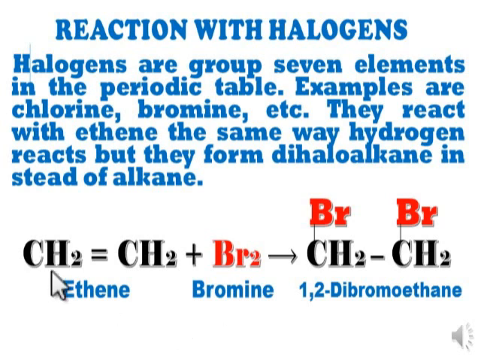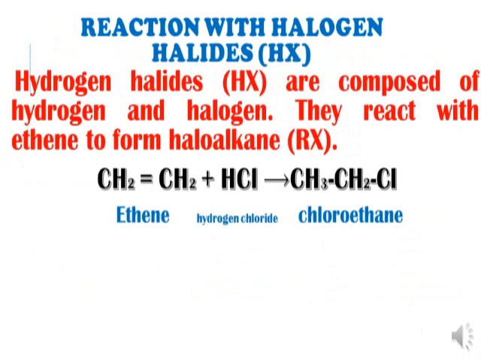Look at the reaction here. CH2 double bond CH2, that's ethene, plus bromine molecule. Okay. Now, if you pick one bromine here, attach here, you have this. Pick the other bromine, attach here, you have this. And the double bond is reduced to what? Single bond. So we call this 1,2-dibromoethane.